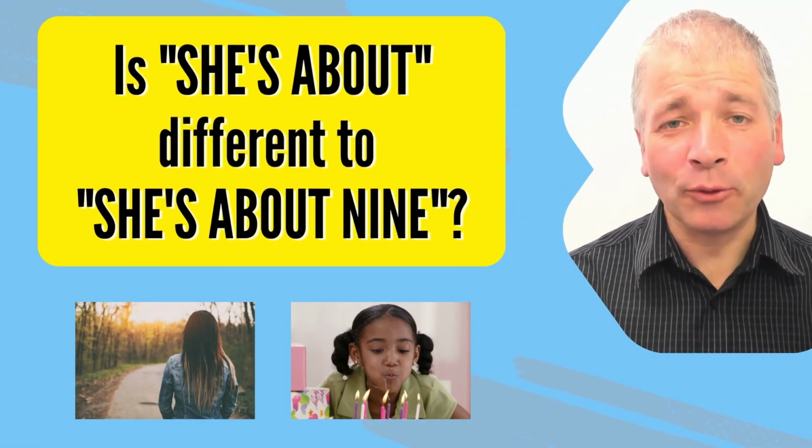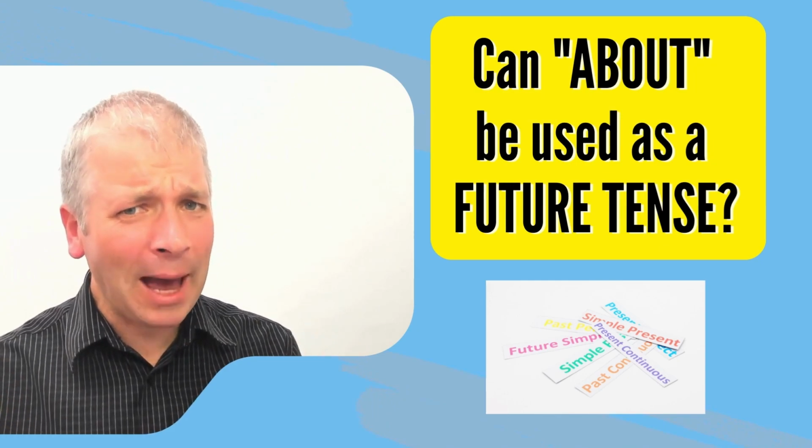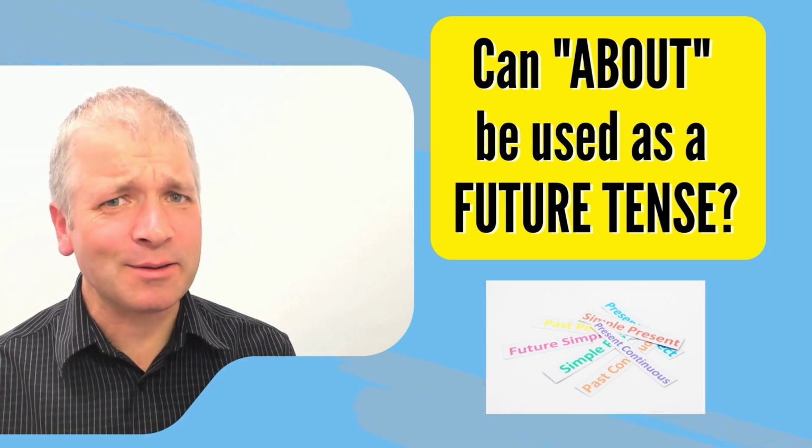Is "she's about" different to "she's about nine"? And can "about" be used as a future tense? Find out on English with Rupert.